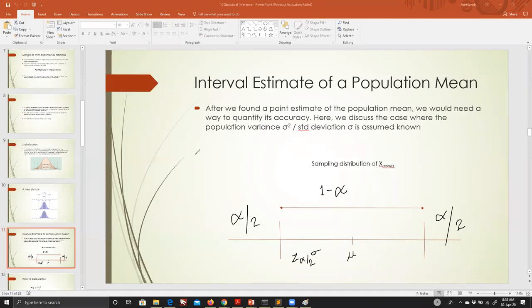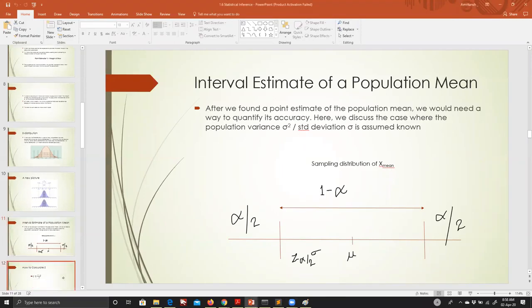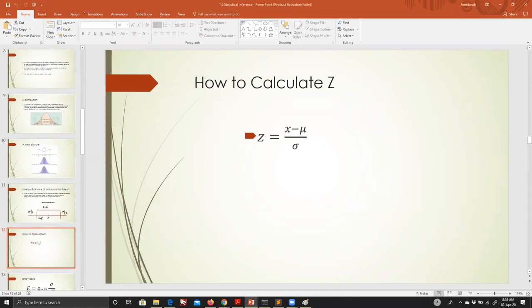Now you might be starting to wonder how I am getting all this calculation. So first, let me give you a simple idea. First, I want you to note down how to calculate the value of Z. The Z value is nothing but x minus mu divided by the population standard deviation. That will give you the Z value. Basically, it is kind of a ratio for standard deviation.